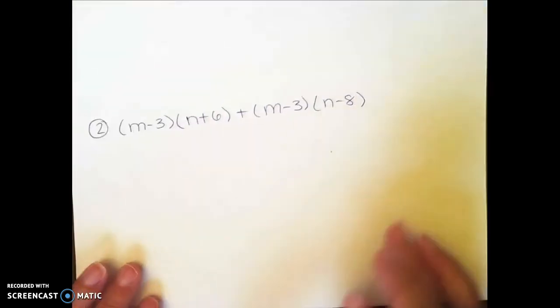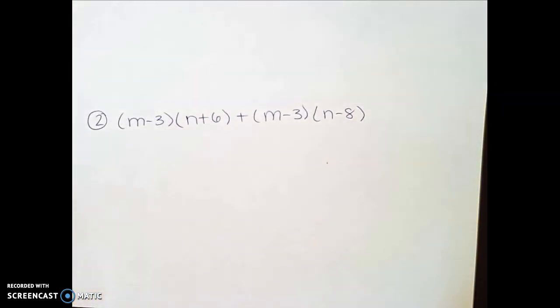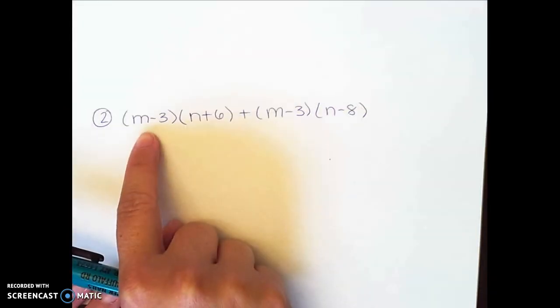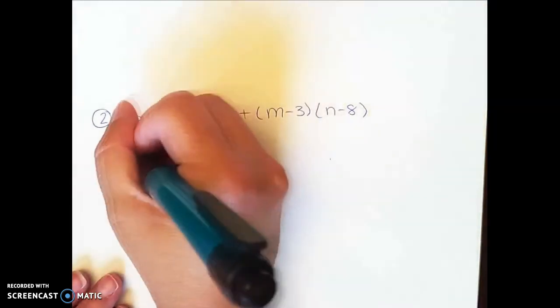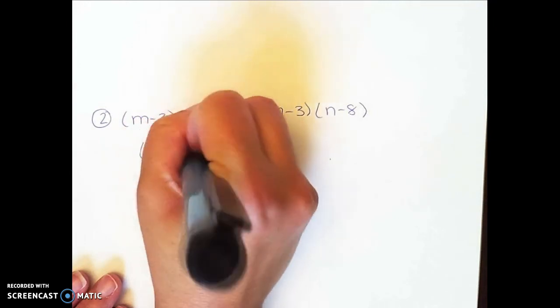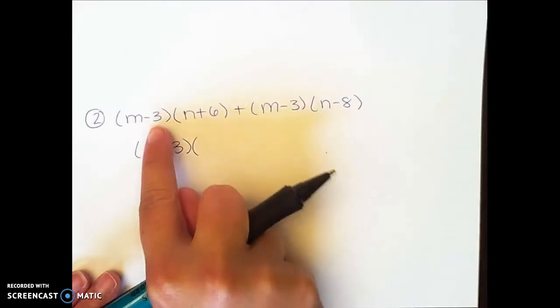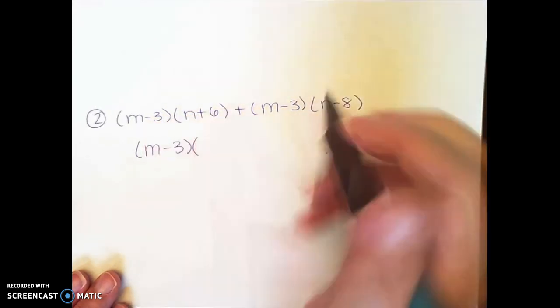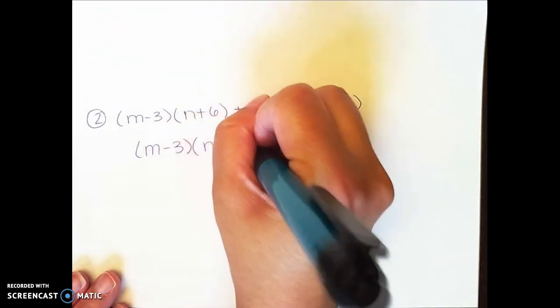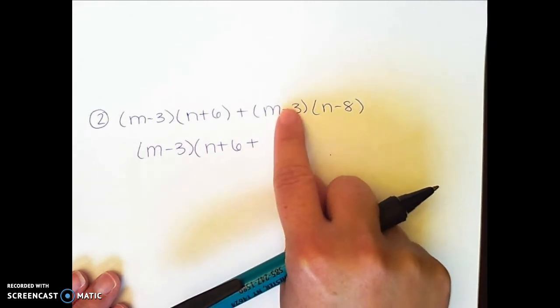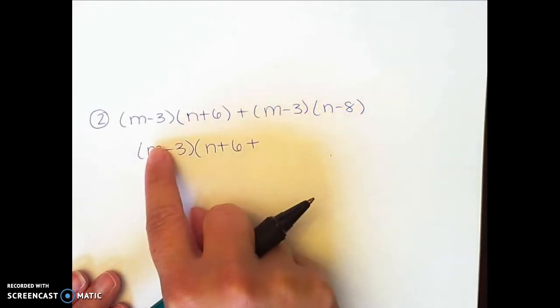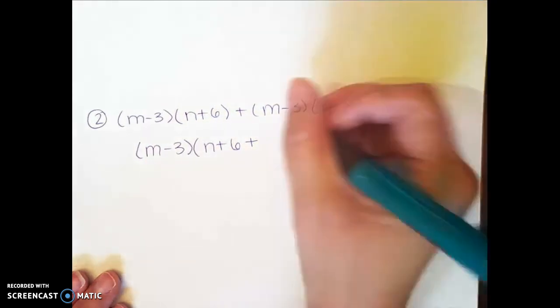In the second example, we can see that our greatest common factor is m minus 3. It is being multiplied by each term in my polynomial. So I'm going to go ahead and factor out my m minus 3. And in my first term, if I divide out an m minus 3, I'm going to be left with an n plus 6. Plus, same thing, divide out m minus 3. M minus 3 divided by m minus 3 will reduce to 1, and I'll be left with n minus 8.